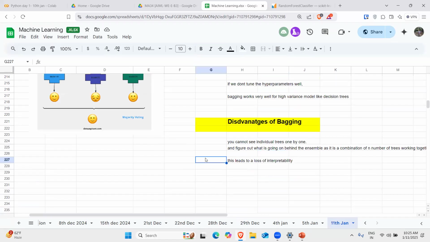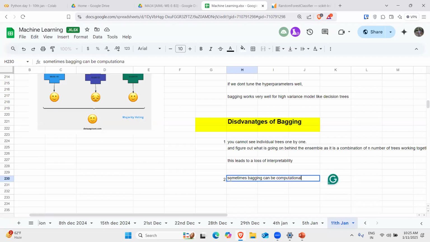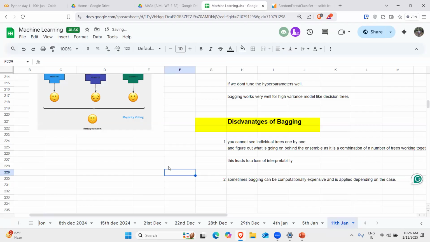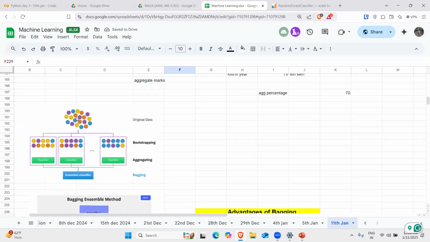The second point is, sometimes bagging can be computationally expensive, and is applied depending on the case. Computationally expensive means there's a need for a lot of computations, right?